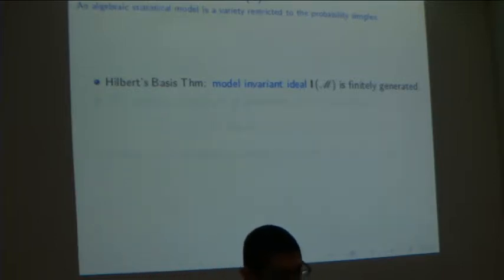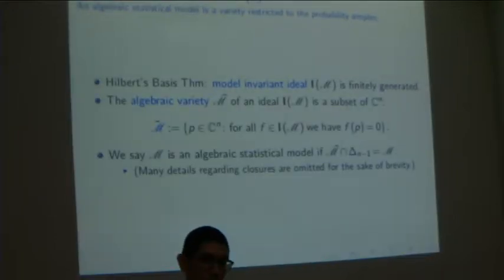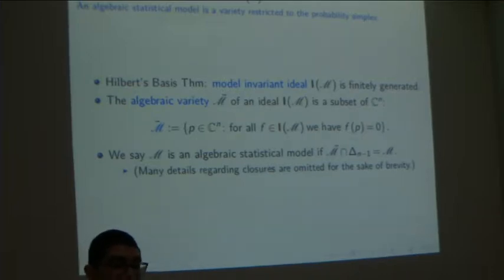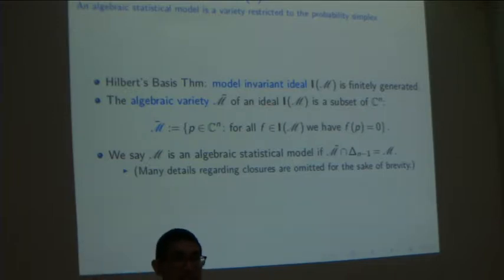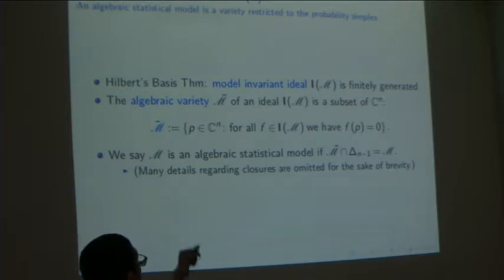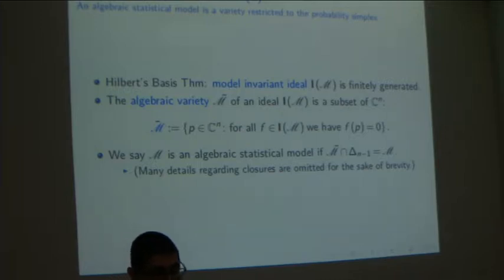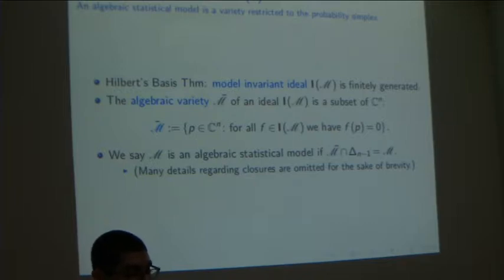So this first sentence is just a repeat from the last sentence of the previous slide. An algebraic variety, we're going to denote by this M bar. You can think of it as a Zariski closure of the statistical model, and we're going to consider it as a subset in the complex numbers. So M bar is the points in C^n such that for all f in the model invariants, the polynomials evaluate to 0. We say M is an algebraic statistical model if this M bar restricted to the probability simplex is M itself.